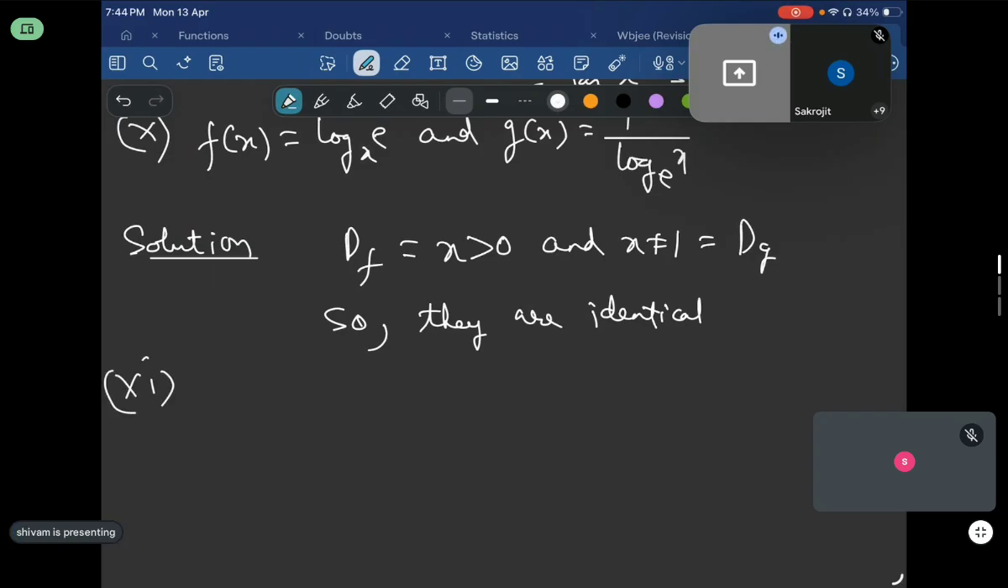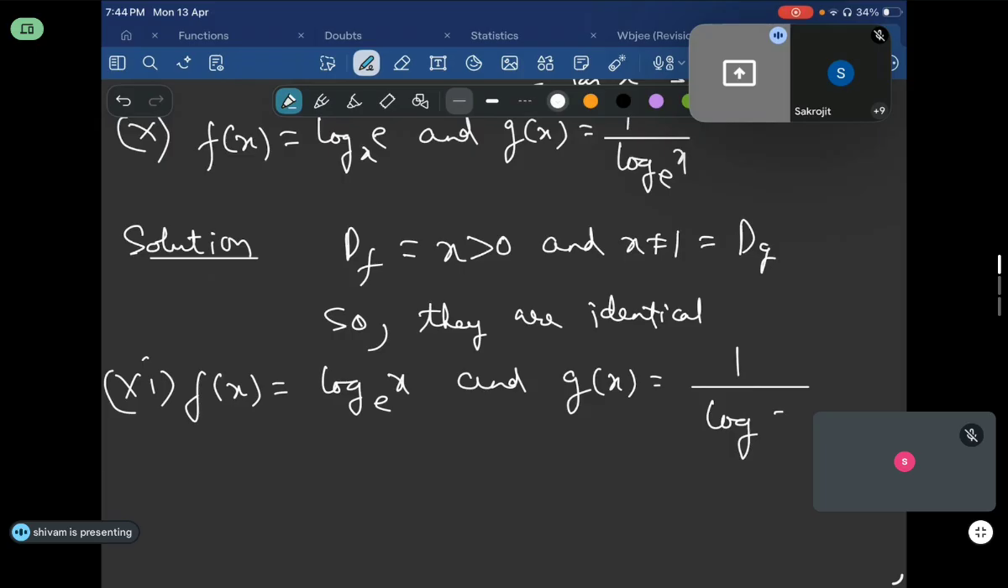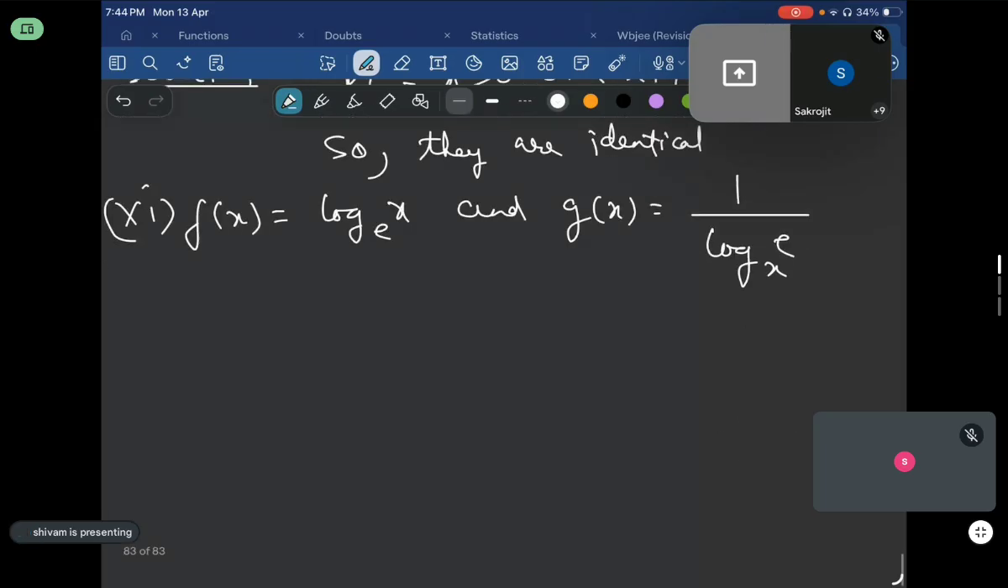Number 11. Tell me this one then. f of x is equal to log of x to the base e and g of x is equal to 1 upon log of e to the base x. Tell me, are they identical? Yes or no? Raise your hand.